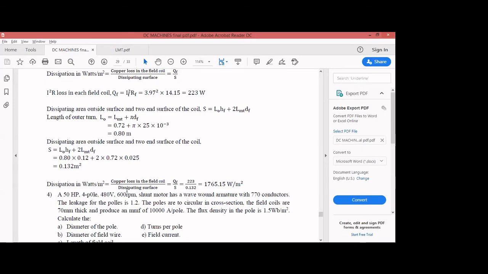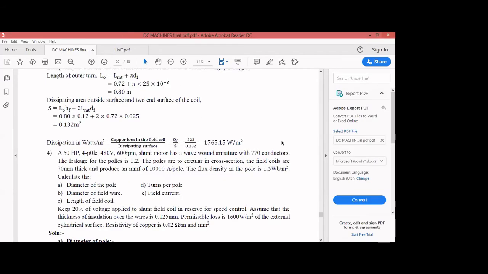Copper loss in the field coil divided by the dissipating surface: 223 divided by 0.132. Then what you got here is 176.15 watts per meter square. This is the solution for your third problem. In your last class I did it. Once again I have repeated, a little bit faster. No problem. Let us go to the fourth problem.